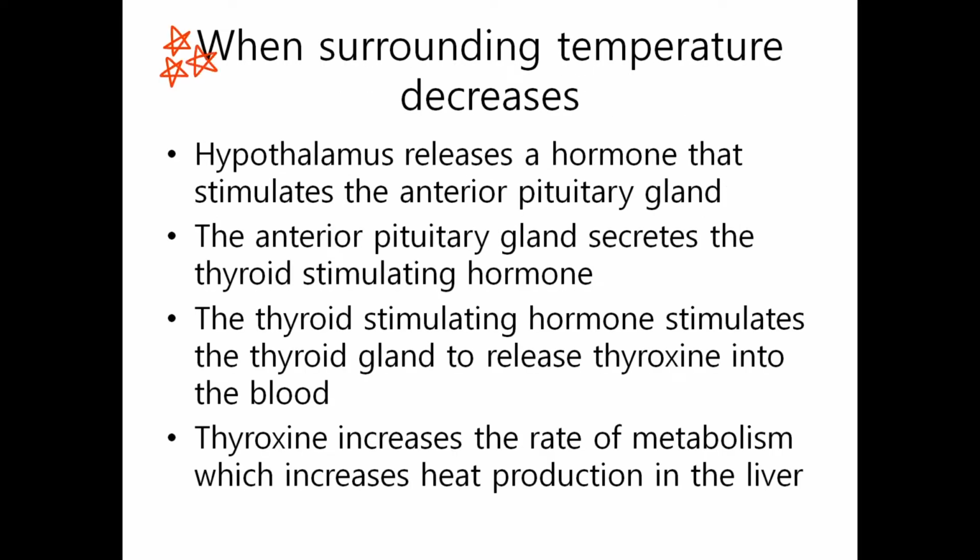When surrounding temperature decreases, the hypothalamus releases a hormone that stimulates the anterior pituitary gland. The anterior pituitary gland secretes the thyroid-stimulating hormone. The thyroid-stimulating hormone stimulates the thyroid gland to release thyroxine into the blood. Thyroxine increases the rate of metabolism, which increases heat production in the liver. At the end, when surrounding temperature increases back to normal, the hypothalamus reduces the release of thyroid-stimulating hormone so that less thyroxine is produced from the thyroid gland.